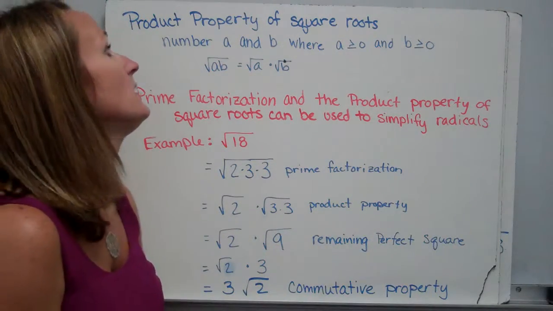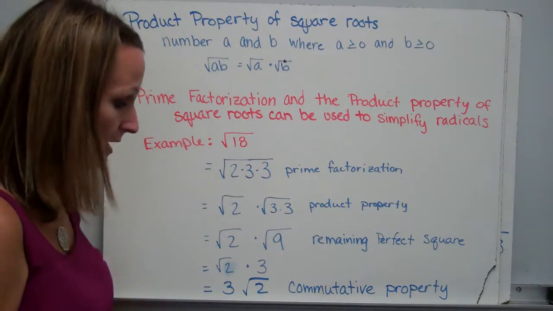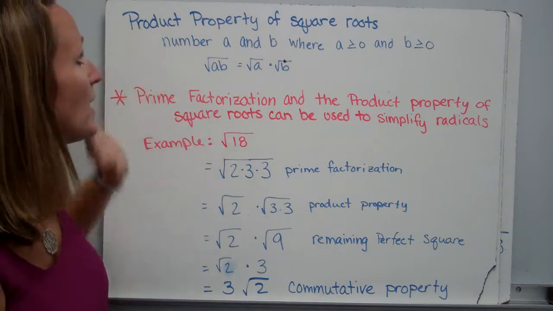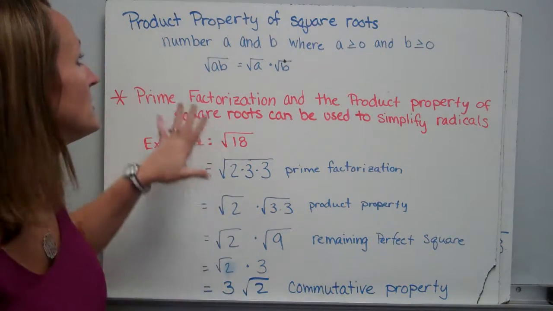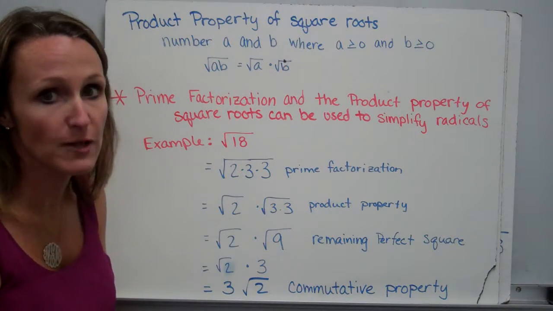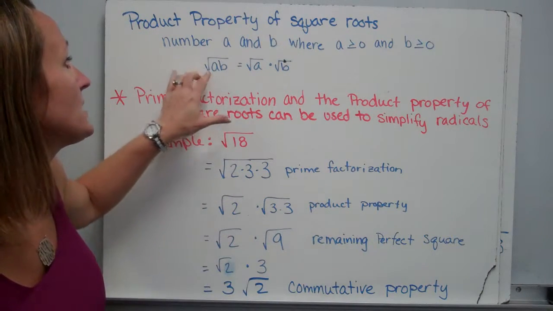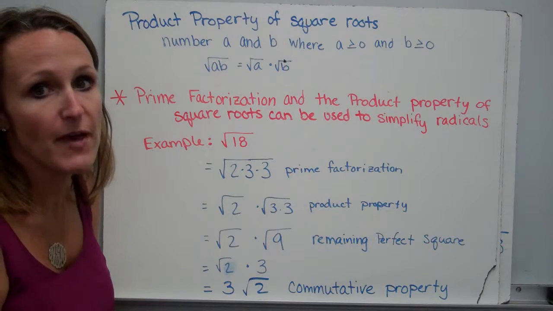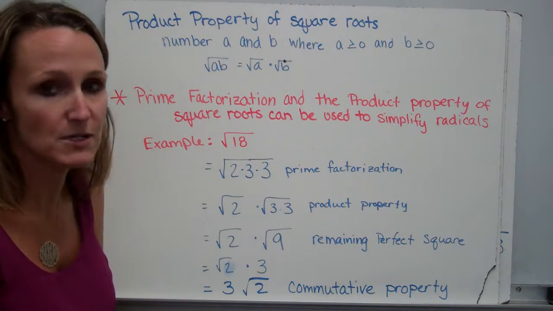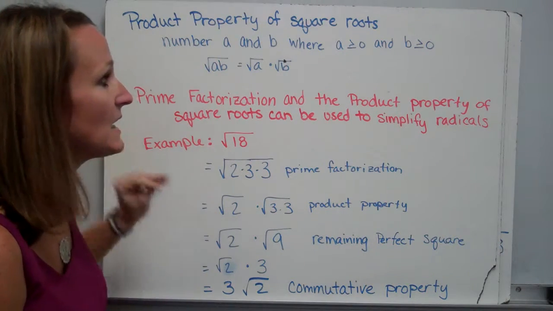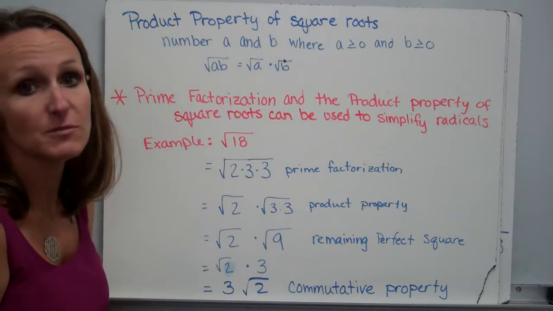Okay. Just a couple of things we're going to do as we simplify our radicals. One of them is called the product property of square roots. So if we say number A and number B, and A and B both have to be greater than 0, we can say that the square root of A times B is equal to the square root of A times the square root of B. So what do I mean when I say this? We're going to use prime factorization and the product property to simplify our radicals.